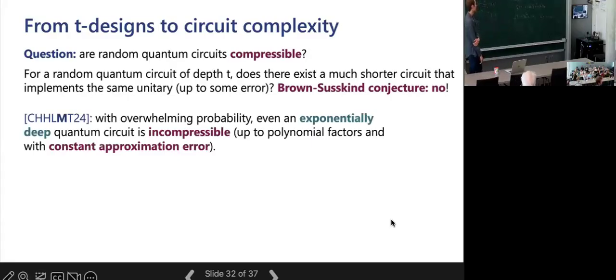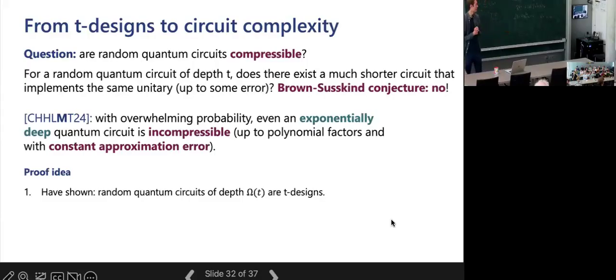So what we prove is that with overwhelming probability, even an exponentially deep quantum circuit is incompressible, up to small polynomial factors in n and constant approximation error. So you cannot even find a constant error approximation to that unitary that has a much shorter circuit depth. And the proof here is fairly simple, by counting.